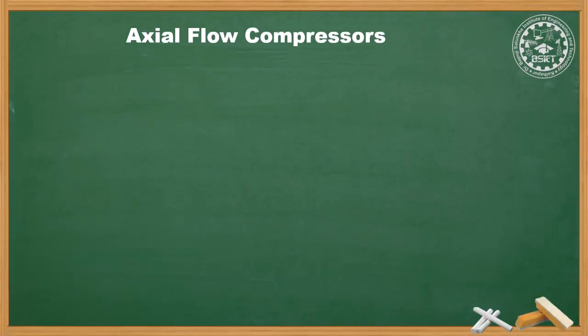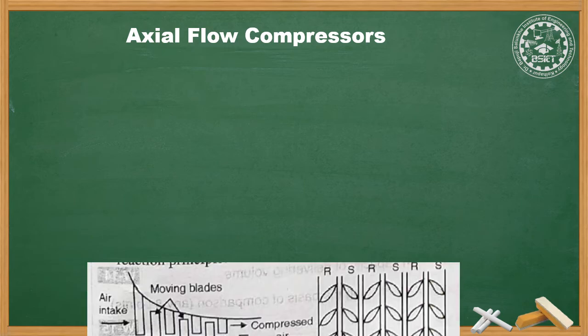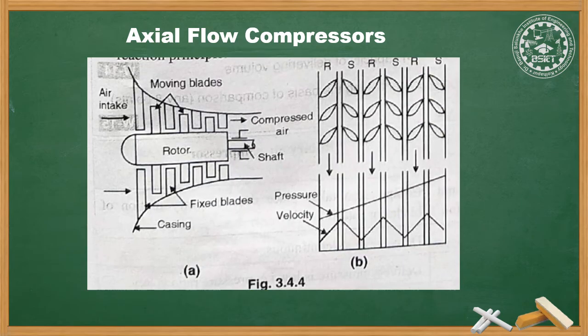The next type is axial flow compressor. Axial flow compressor consists of rotor and a casing or stator. Moving blades are mounted on the rotor and fixed blades on the inner side of the casing, known as stationary blades. Air enters the blades axially and also leaves them in axial direction as shown in figure A.